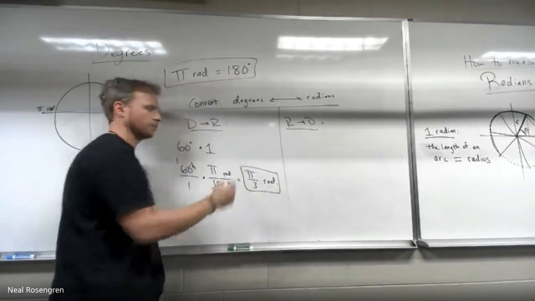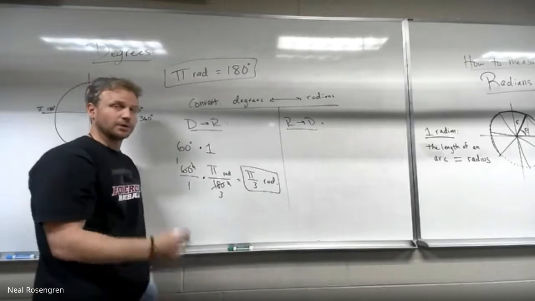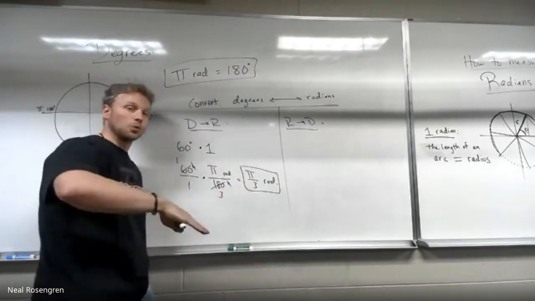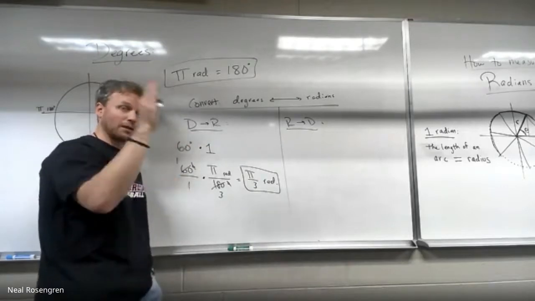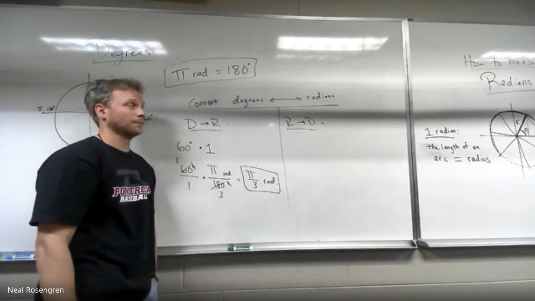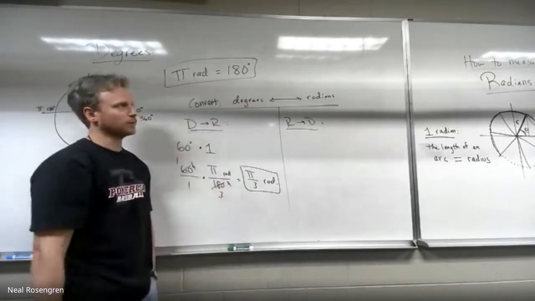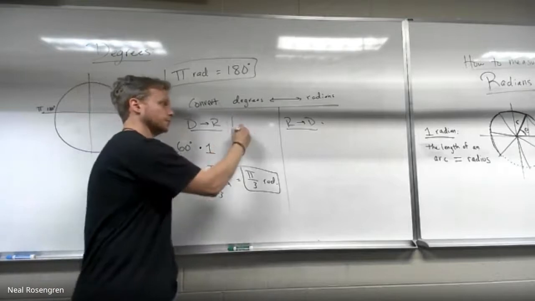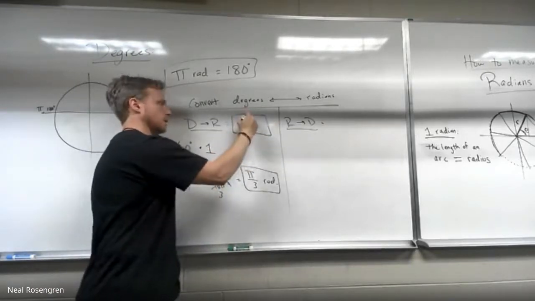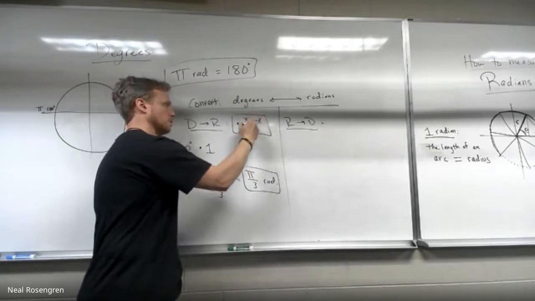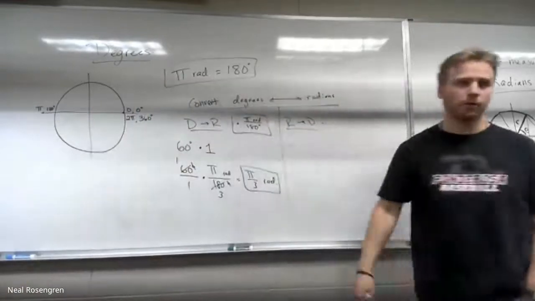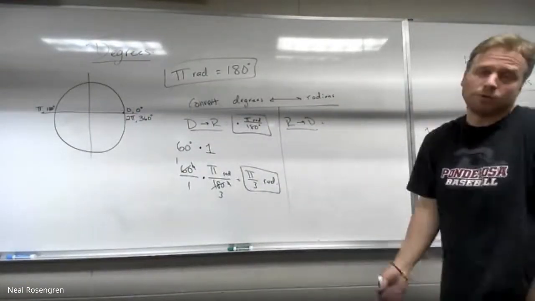Pi over 3 radians. So exactly 60 degrees is exactly pi over 3 radians. If you're in a circle of radius 1, that arc length, when you go 60 degrees, is pi over 3. Okay, this irrational number is so perfect. So all you have to do is multiply by pi radians over 180 degrees every time. That's it. Okay. You could do 2 pi over 360, but this is the simplest version of that.